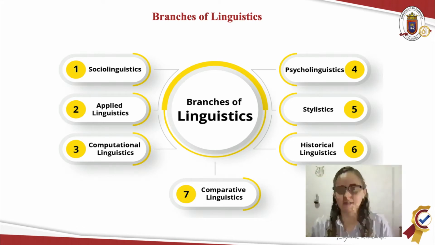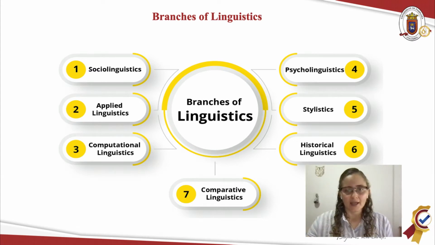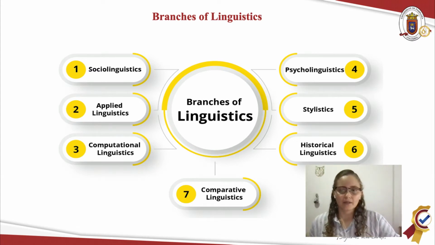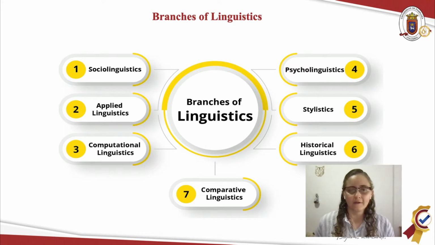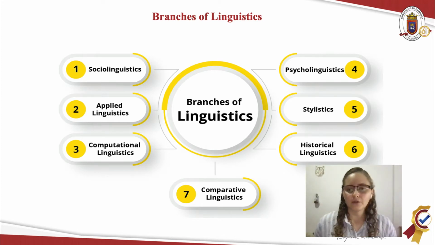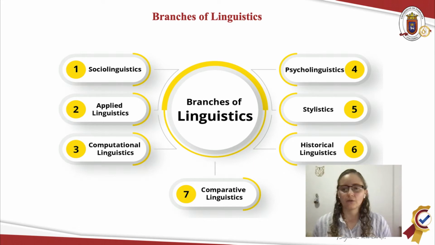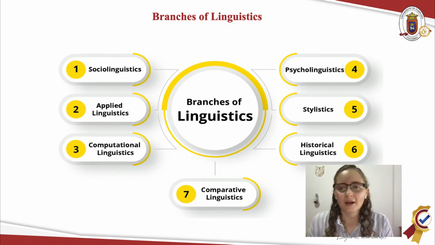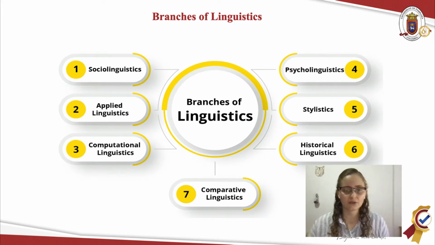Then we have psycholinguistics. What is psycholinguistics? It is the psychological aspects of language and linguistics. Finally, we have stylistics. That is going to be the study and interpretation of style and tones in languages. Then we have historical linguistics, that is the study of the evolution and the origins of language. Finally, we have comparative linguistics, that is going to be just the study of similar and dissimilar aspects of common origin languages.